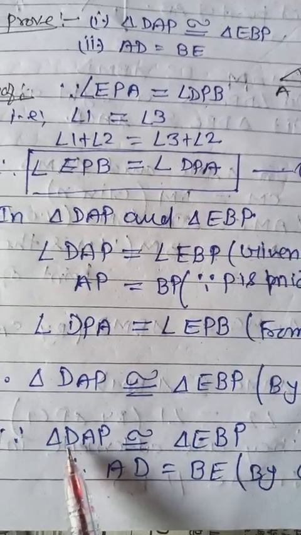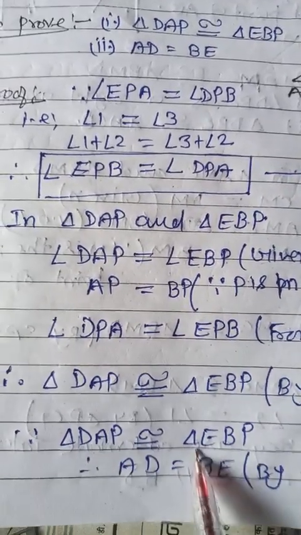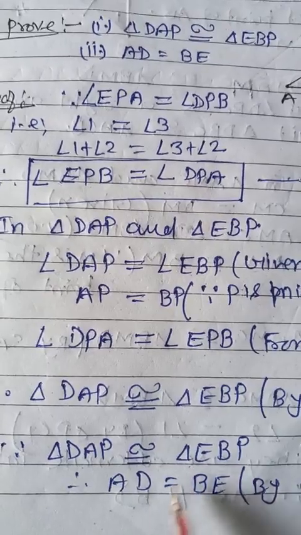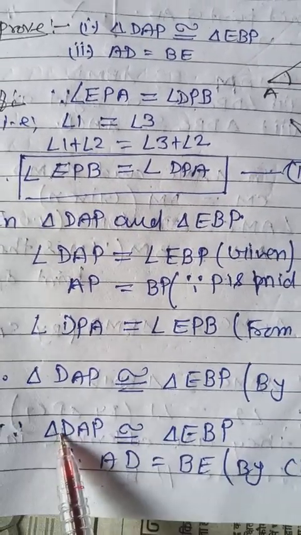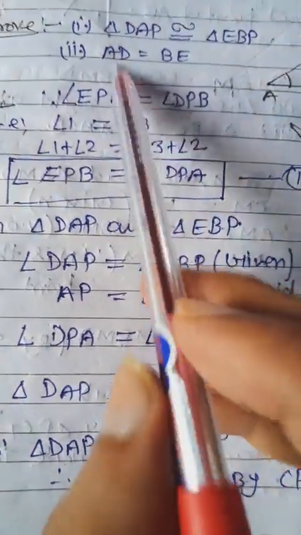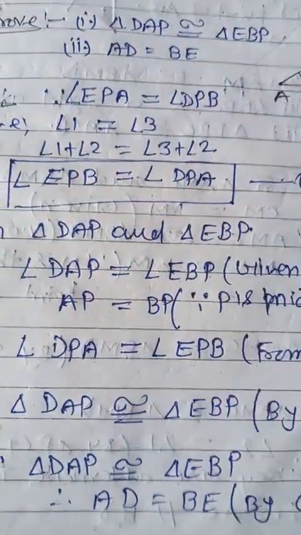And since both triangles are congruent, their corresponding parts are also equal. Hence AD is equal to BE, and this is our second proof. So this is the proof of question number 7.